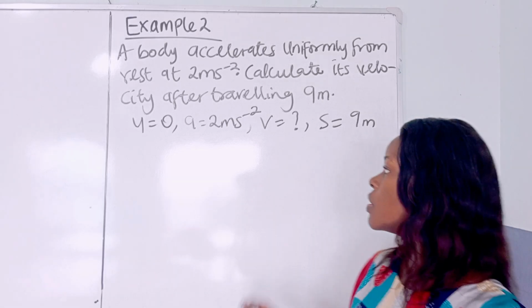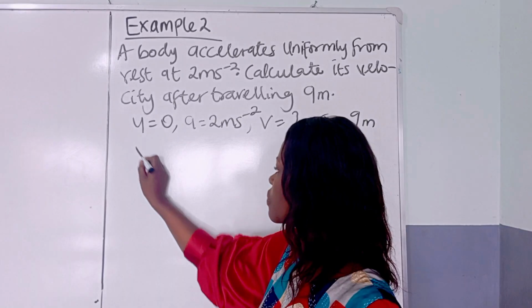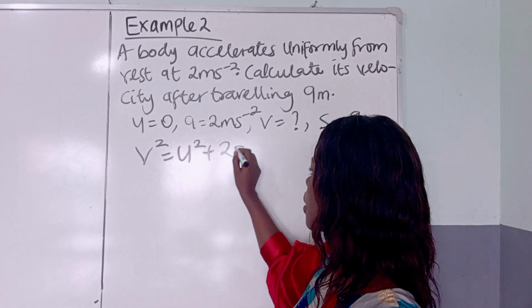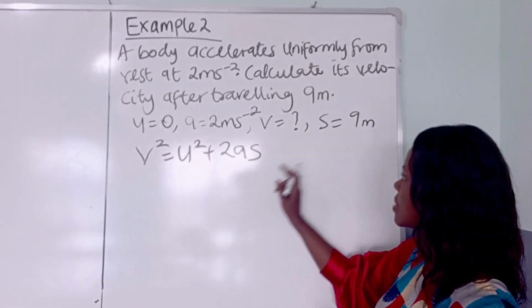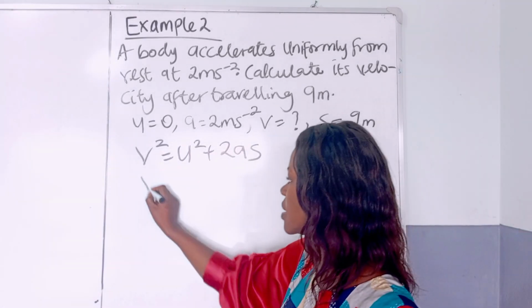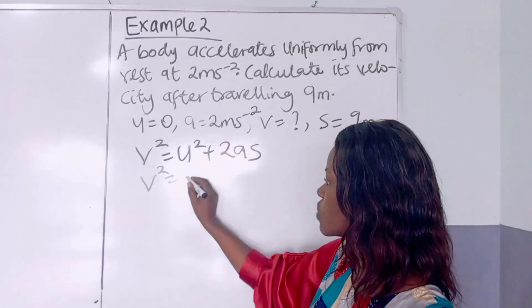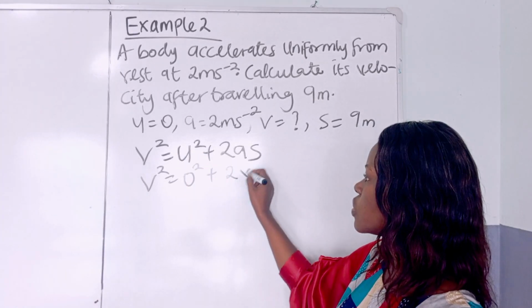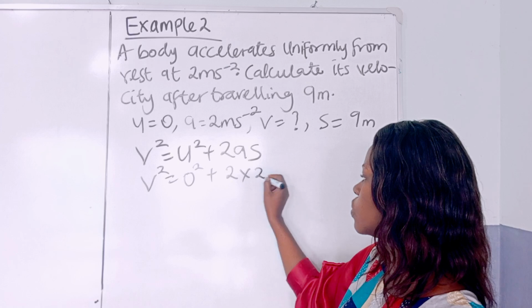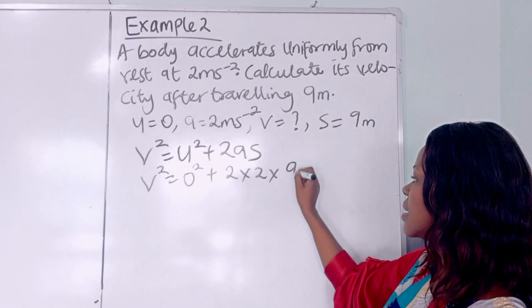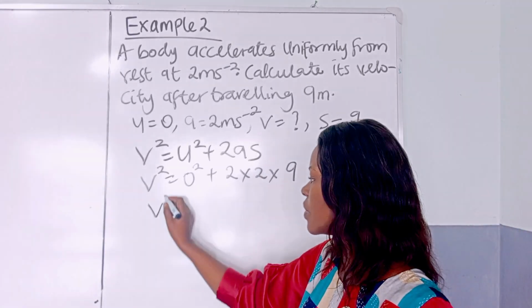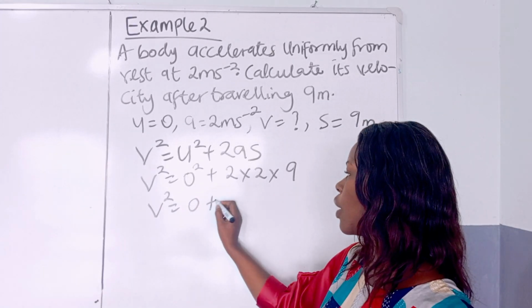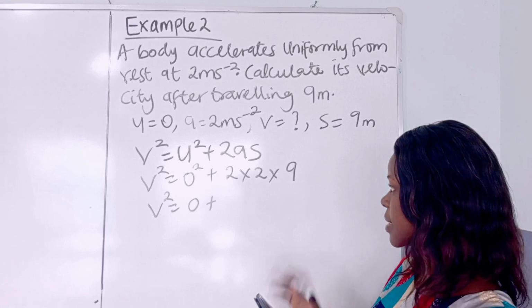Is that okay? So let's look at this equation. v squared is equal to u squared plus 2ax, right? Since we are looking for v, let's proceed. v squared is equal to, my u is 0, that is 0 squared, plus 2 times, my a is 2, times my x is 9. Okay? v squared is equal to 0 squared, which is 0, plus 2 times 2 times 9.